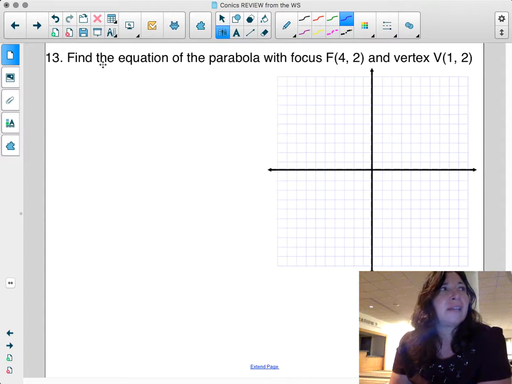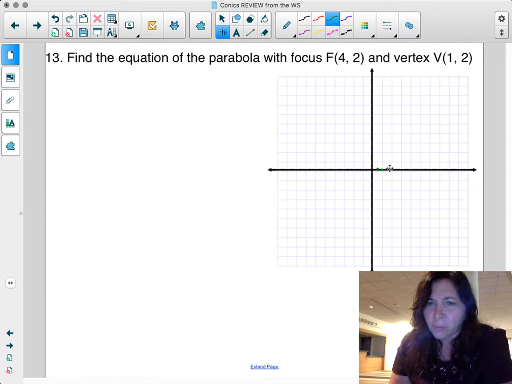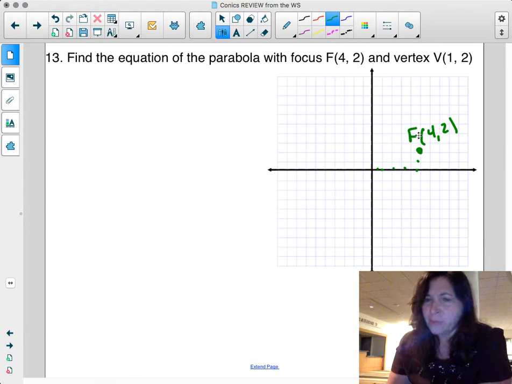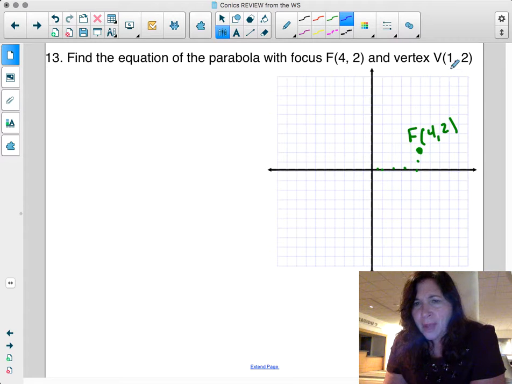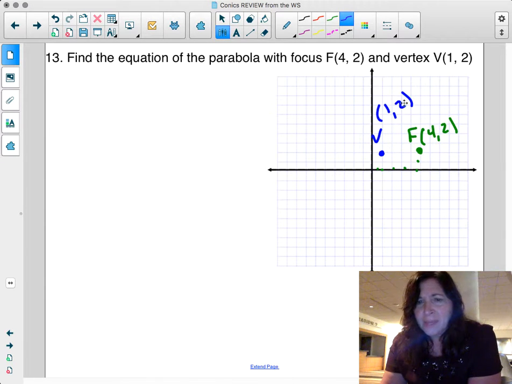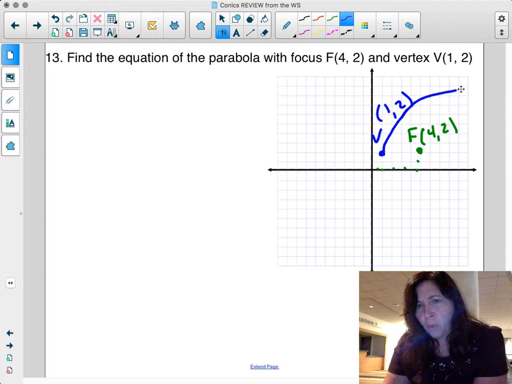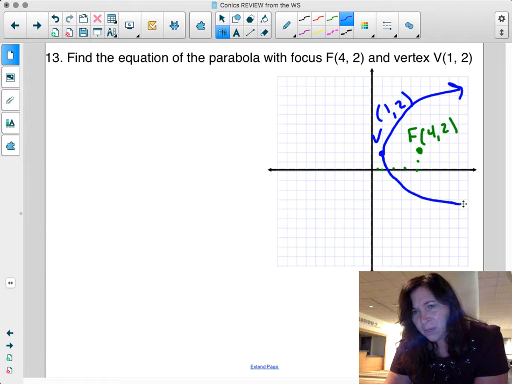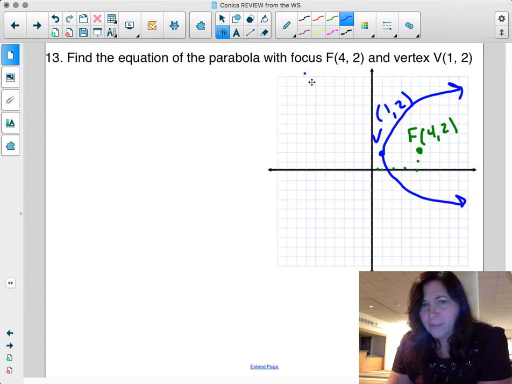So this question says, find the equation of the parabola that has a focus point at 4, 2. So we're going to go over 4, so 1, 2, 3, 4, up 2. So there's my focus point at 4, 2. So I put an F there to remind me that that's a focus. I also have a vertex at over 1, up 2. So I have a vertex point right here at 1, 2. It means that, remember, your focus point is always going to be cupping inside here, like that. So this graph is an x equals y squared graph, okay?